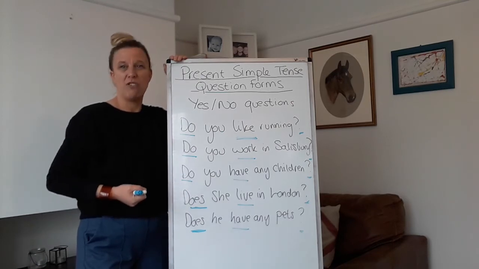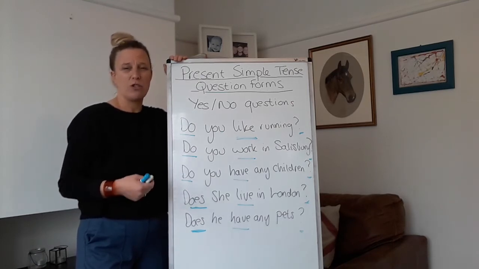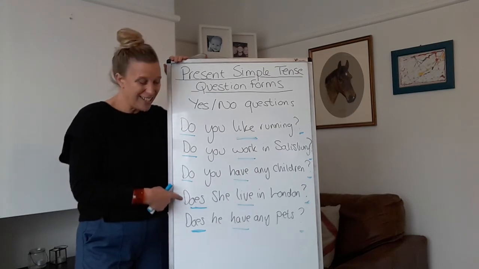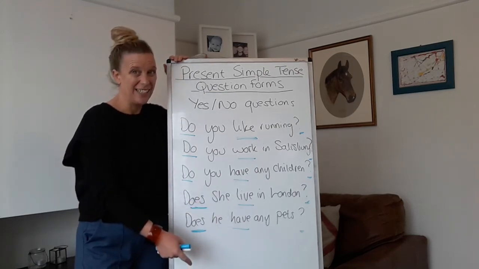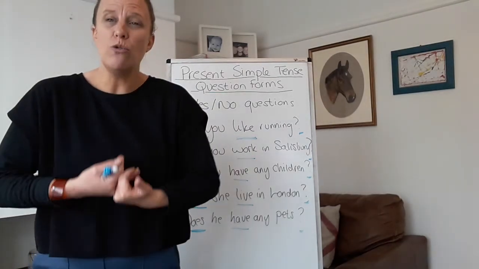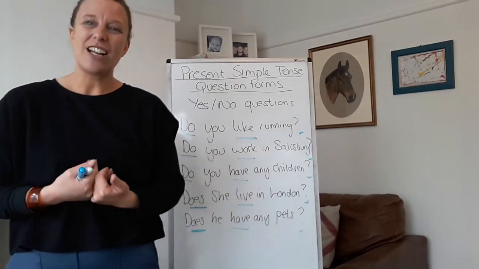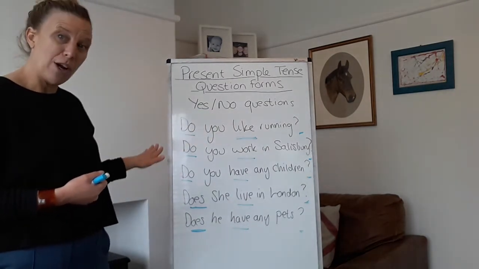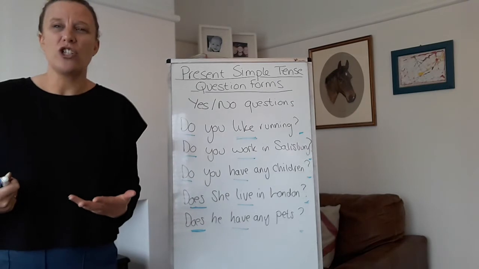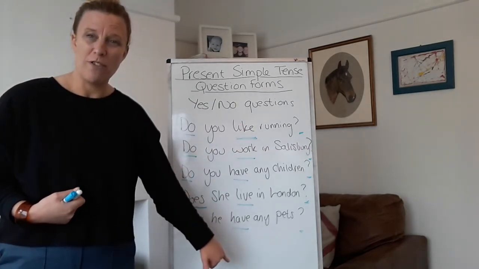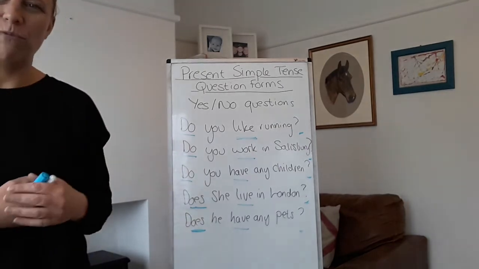Do you like running? No. Do you work in Salisbury? No. Etc. But don't forget, does for he, she and it. Okay, so present simple tense questions, we use the do and the does. And that goes either at the beginning for yes-no, or after the WH question for information questions. Then our subject, then our base form of the verb. Okay, now one last bit.